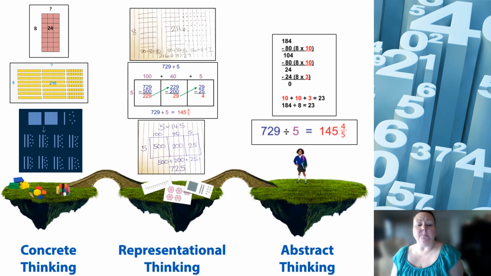Remember, in order for those bridges to be solid and have a strong foundation, we may need to move back and forth on the bridges and make connections from something in abstract to something in representational and so forth. So just remember, it doesn't mean it's just a one-way bridge. You can go both ways on the bridges.